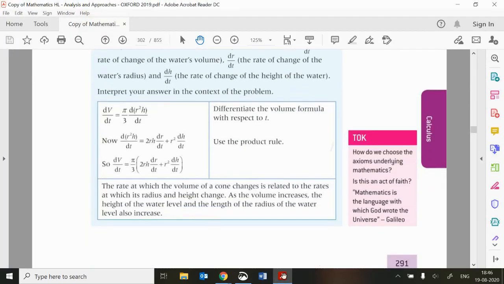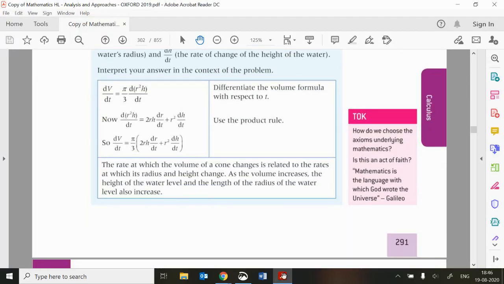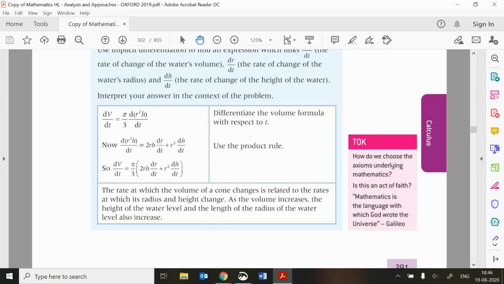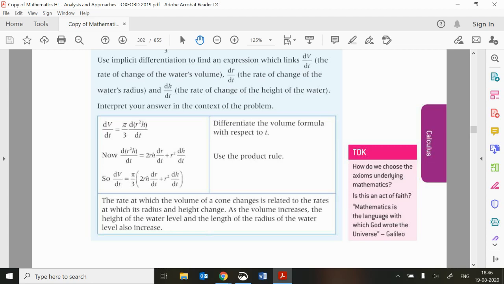Okay, well, what does it say in the book? Let's just read this one out as well, because I'm not sure my explanation was great there. So it says the rate at which the volume of the cone changes is related to the rate at which the radius and the height change. Remember that whenever we're talking about something dt, we're talking about the rate of change of that variable. So dV/dt is the rate of change of the volume, dh/dt is the rate of change of the height. Now this also says as the volume increases, the height of the water level and the length of the radius of the water level also increase.